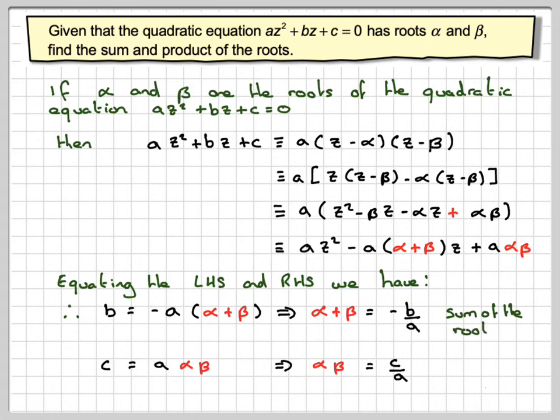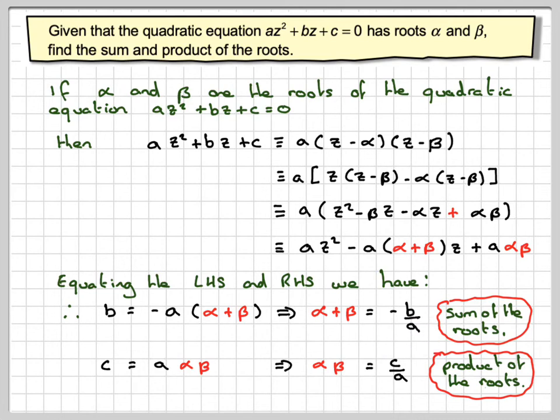So this is known as the sum of the roots, and this is known as the product of the roots. So alpha plus beta is minus b over a. The product of the roots is alpha beta, which is c over a. I hope this has been a helpful video about the sum and product of the roots of a quadratic.